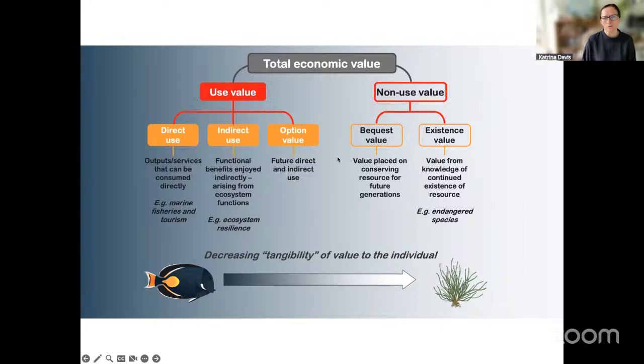And then we go all the way down to our non-use values, where we're looking at bequest values and existence values. So bequest value, if anyone is not familiar, these are the bread and butter of our non-use values, which we are typically assessing using the methods that I'm about to speak of. So our bequest value is this idea that I value an environment because I want future generations, usually my direct progeny, to benefit from a resource.